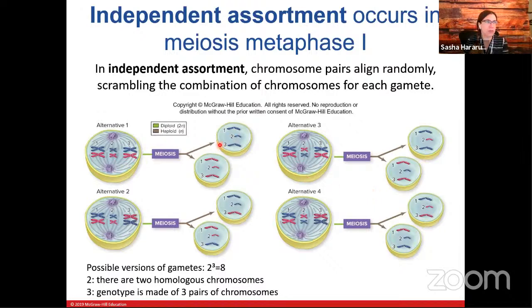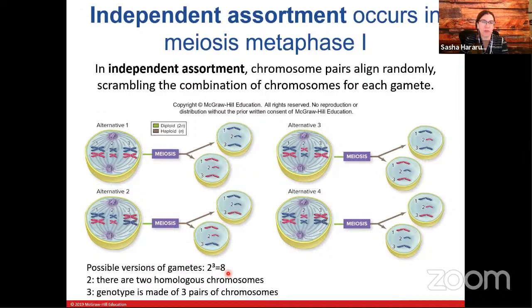Okay, so note the end result of the gametes. In version 1, there are 2 possible gametes. In version 2, there are another 2 possibilities for gametes. In version 3, there are yet other possibilities for gametes, and so on. So an easy way to calculate the possible versions of gametes is 2 to the power of 3, where 2 is the number of members in a pair. There are 2 members in the pair, and 3 indicates the number of pairs of chromosomes in the genotype of an organism.